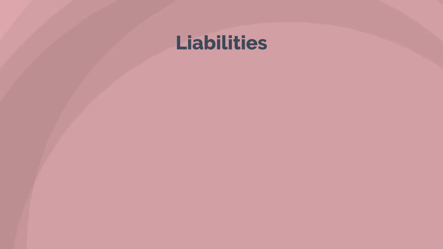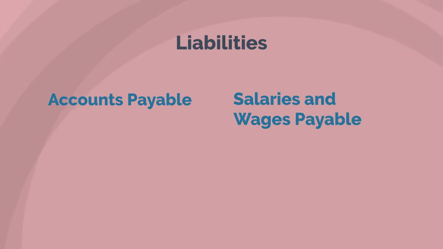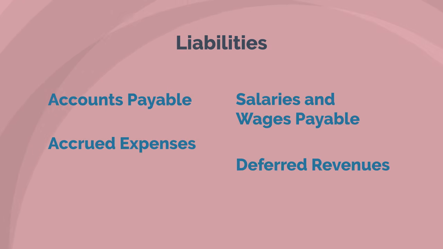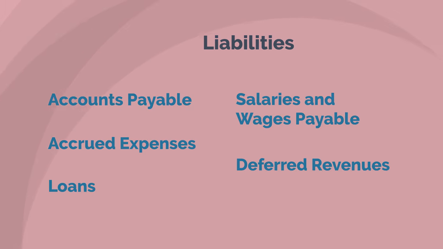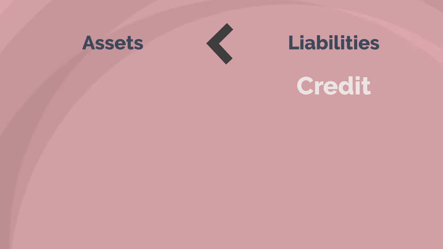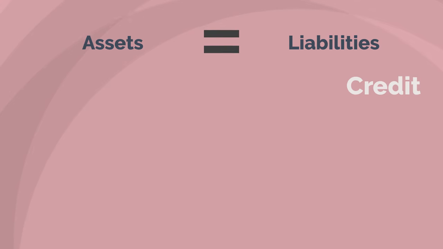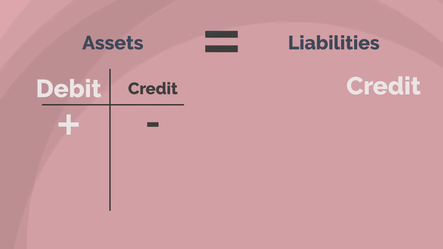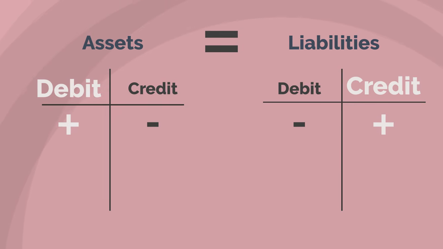Liability accounts include accounts payable, salaries and wages payable, accrued expenses, deferred revenues, loans, and more. As a company incurs or increases more liabilities, they are recorded as credits under the liabilities account. Although asset accounts usually have a debit balance and liability accounts a credit balance, there are exceptions.